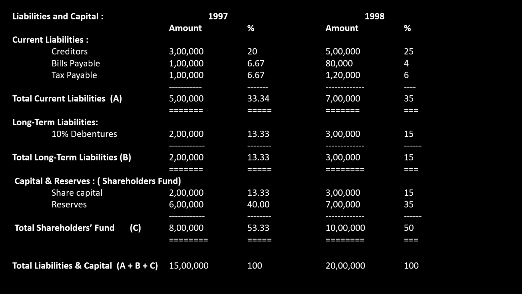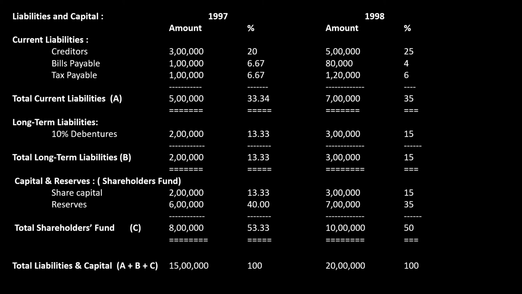Again tax payable for 1997, 1 lakh by 15 lakh into 100. Now the total is 5 lakh. 5 lakh by 15 lakh into 100 is 33.33 or 33.34, we can read whatever it is. The same way we do for the long-term liability, that is debentures.